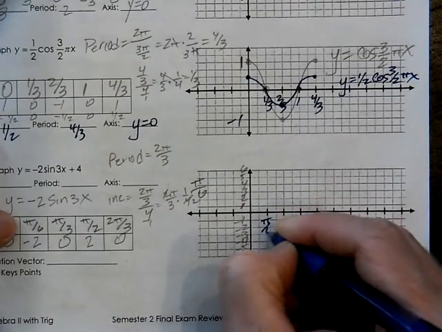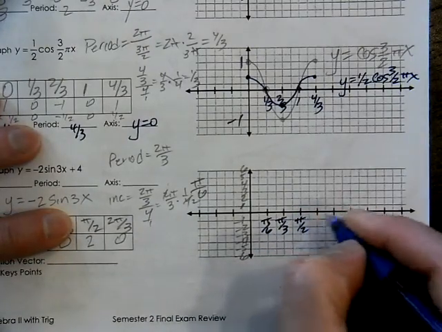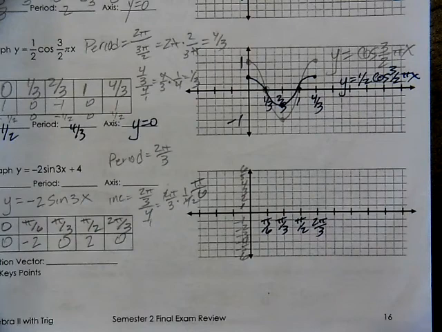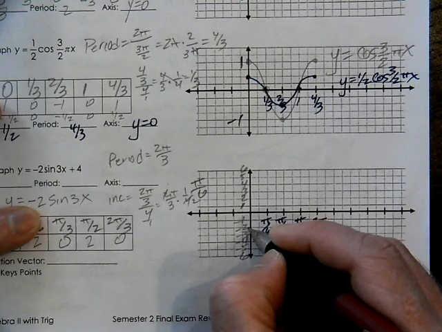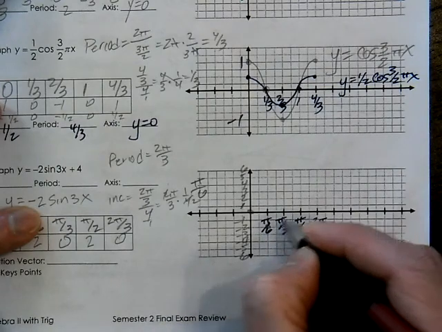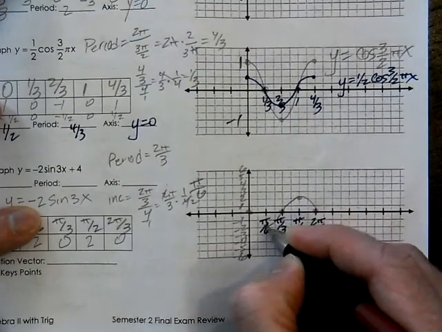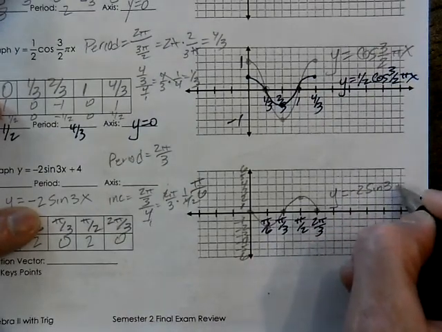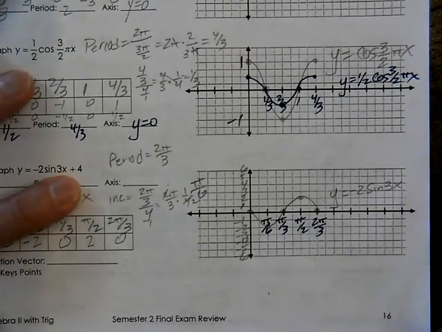Our increments are pi over 6, pi over 3, pi over 2, 2 pi over 3. So we'll be at -2. This is sine, so it starts at 0. -2, back to 0, then positive 2, back to 0. So negative 2 sine of 3x. Now we're going to translate this 4 units up.